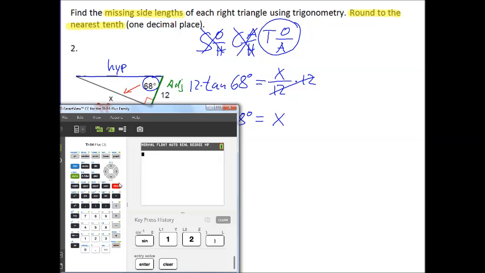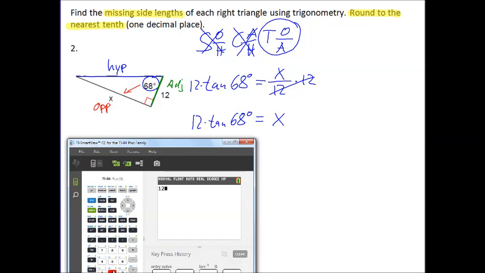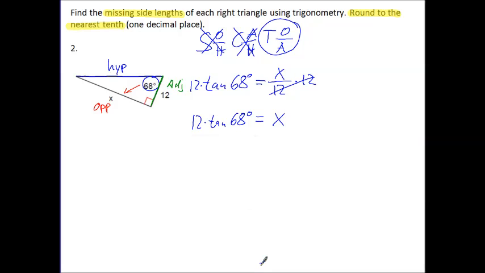And here goes our calculator. 12 times the tangent of 68 degrees. Enter. And the answer is 29.70. Rounding to the nearest tenth, x is approximately 29.7. And again, this is not an angle, this is a side length, so we don't use the degree symbol.